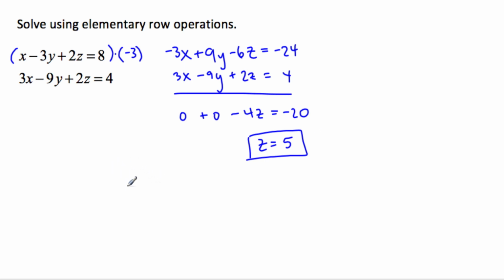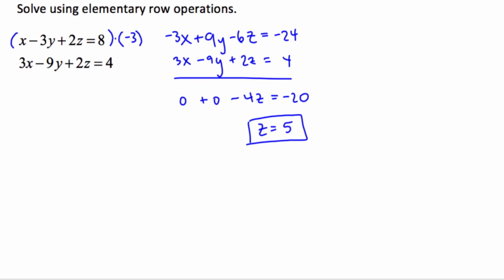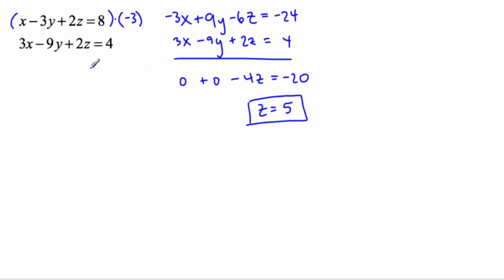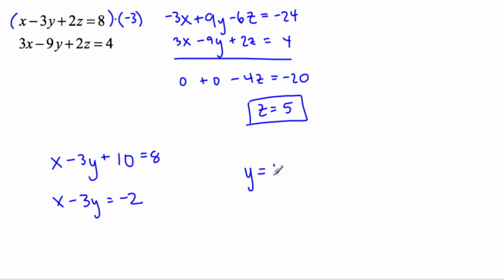So now I'm going to plug our z value right here. So I have x minus 3y plus 10 equals 8, or x minus 3y is equal to minus 2. Now here's the part that's going to be a little bit new. What I'm going to do now is let y equal t.